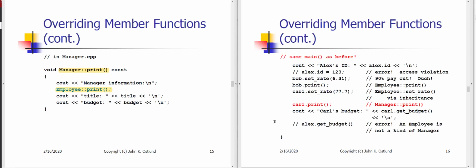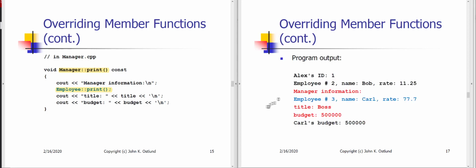Here on slide 16, we have the bottom part of our previous main function. All of the code in the application is identical to what we had before. However, when we recompile and link with the modified version of the manager class implementation, now when we invoke the print member function on Carl, since Carl is a manager object, manager::print is going to be called. And when that happens, we get these 4 lines of output for Carl rather than just the 1 line of output for Carl that we had previously when we were relying on the employee class print function.